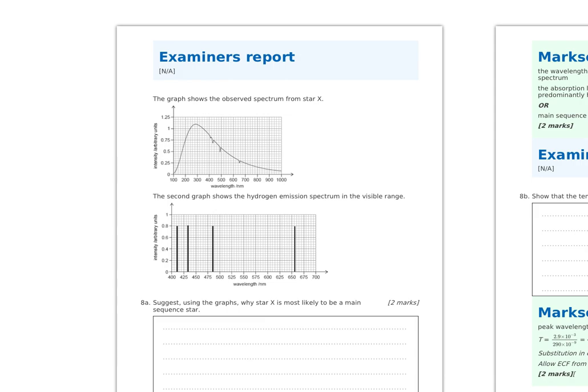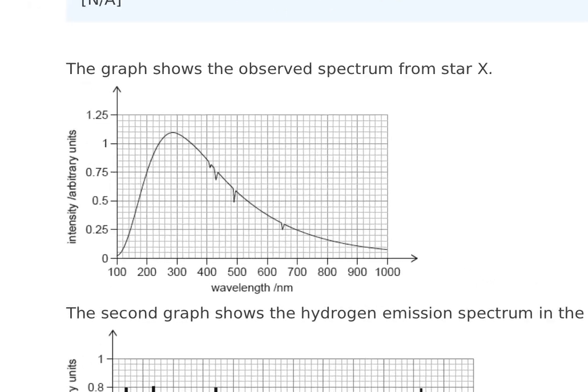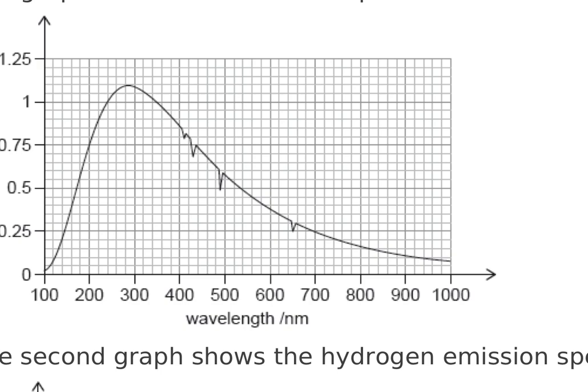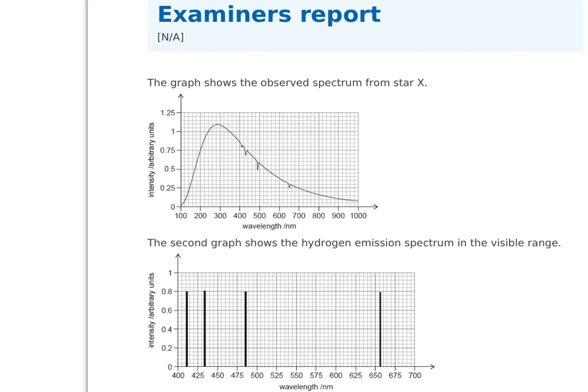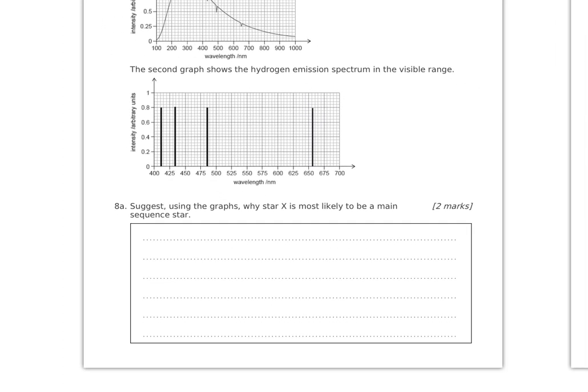All right, so we have two graphs here. One is of intensity versus wavelength, the observed spectrum from a star. Notice there are dips in that graph, right? And then we have a reference intensity versus wavelength for the hydrogen emission spectrum. And then 8A says, why is star X likely to be a main sequence star?